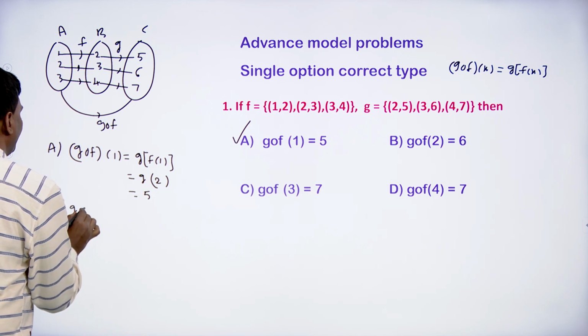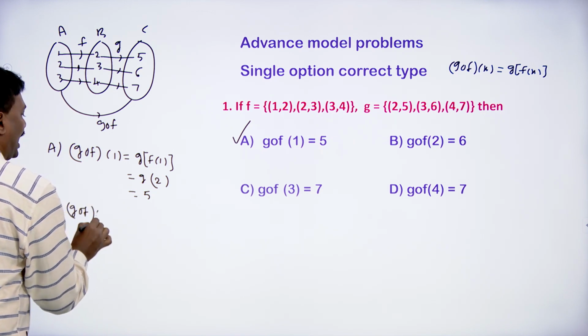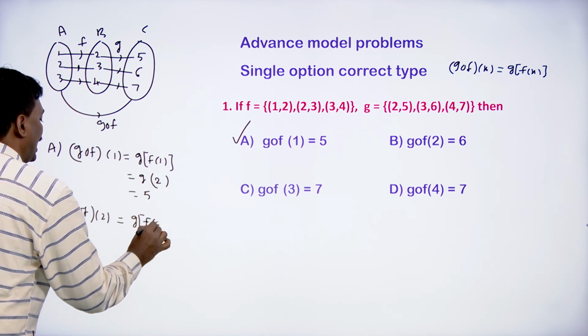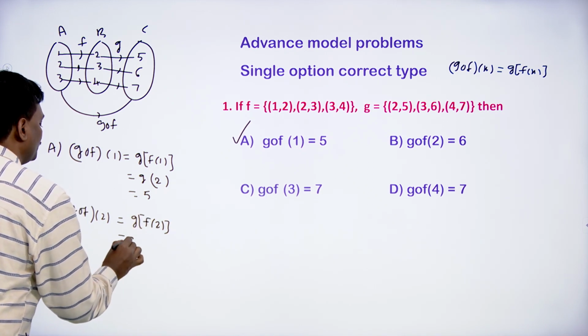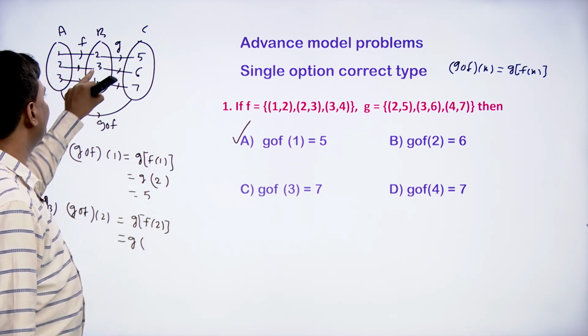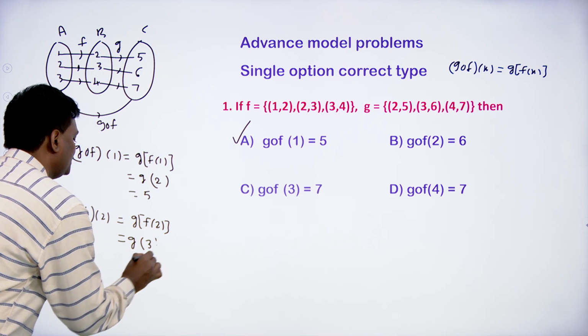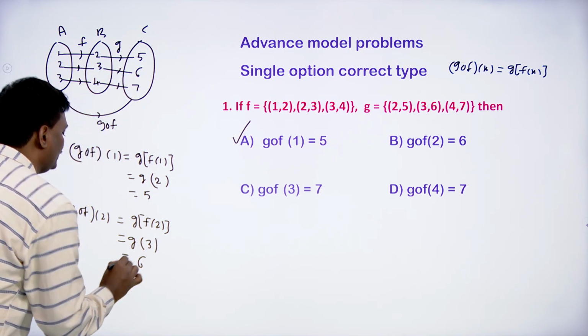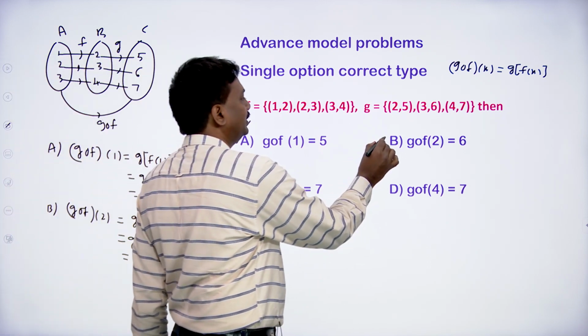g circle f of 2 is given as 6. So g circle f of 2 can be written as g of f of 2. With respect to f, the image of 2 is 3. So that is g of 3. With respect to g, the image of 3 is 6. So g circle f of 2 equals 6. So this is also correct.